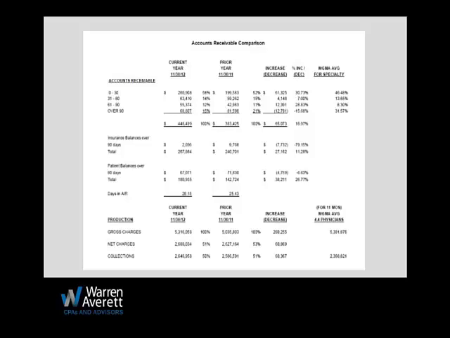We could tell you right here, this is collections year to year. This is pulled from our practice management report. We could tell you exactly what your financial statement should look like when it's pulled for this time period.